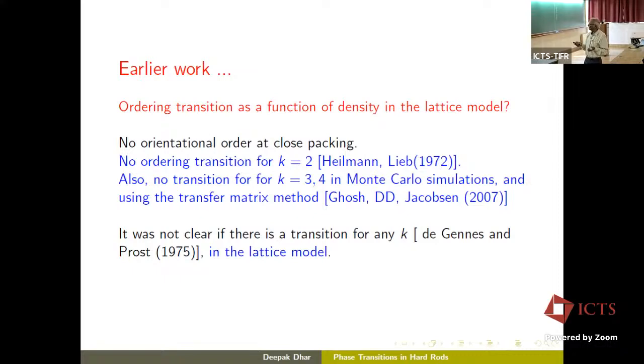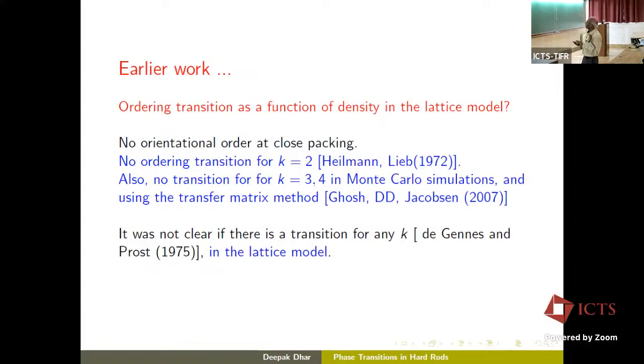And in 1975, there was a review article by Dijen and Pro, and they said that it is not clear that there is any transition in this model for any k. Well, it is known that for k equal to 2, there is no phase transition. That is the Dimer model, and in Dimer models, Heilmann and Lieb had shown that there is no phase transition possible. People couldn't prove this rigorously, but they studied this problem using Monte Carlo simulations and transfer matrices. And it seems like for k equal to 3 or 4 also there is no phase transition.